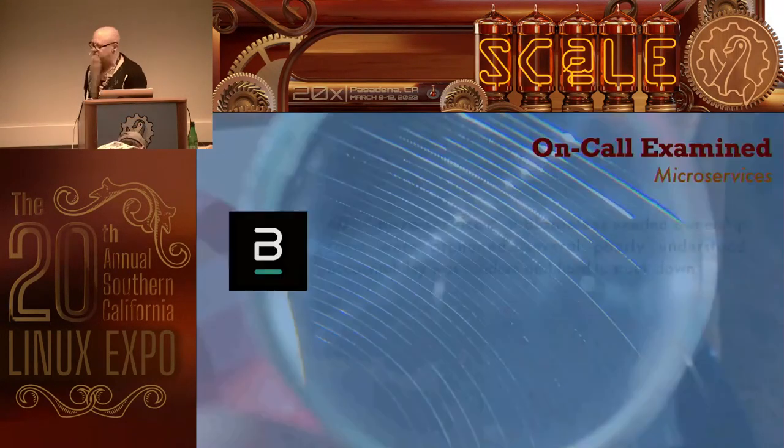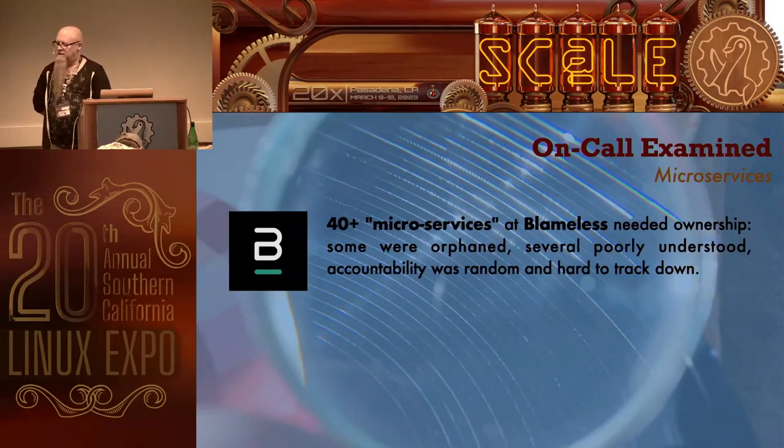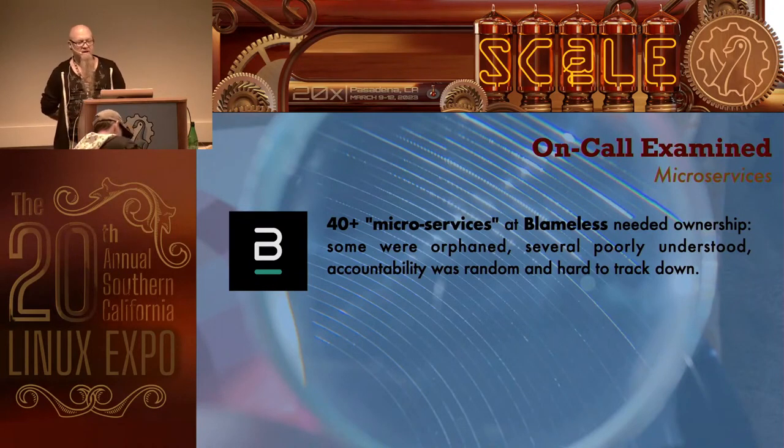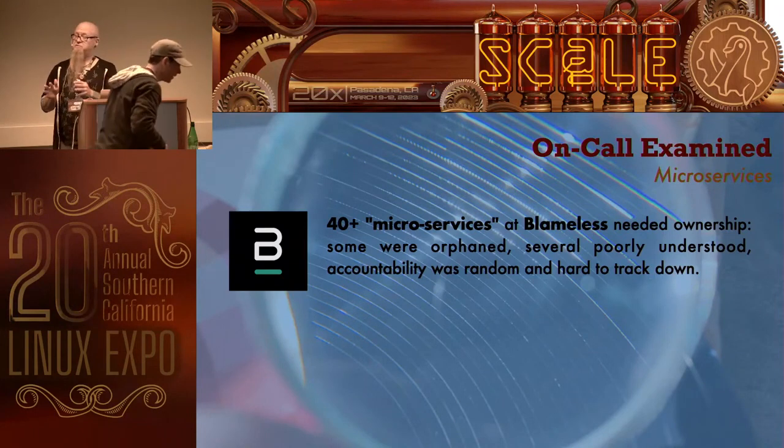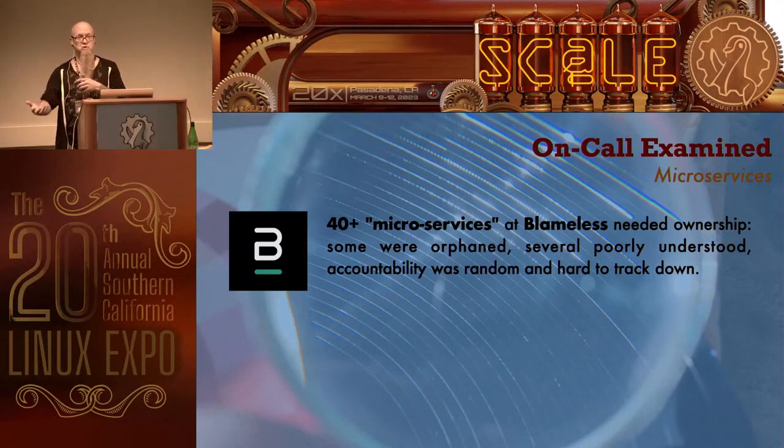First, like I said, Blameless is a platform for managing incidents. We had 40 plus microservices. So we're a small shop. That's a lot of microservices to manage. Some of these microservices were not owned. We had turnover, people leaving, people joining, getting into the code of the stuff that they wanted to get into, not necessarily the really old stuff. And so stuff just started to accumulate age.